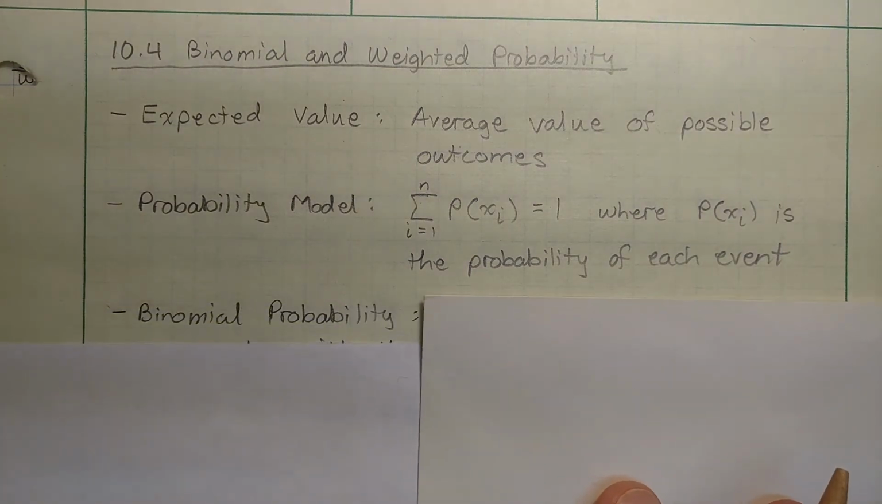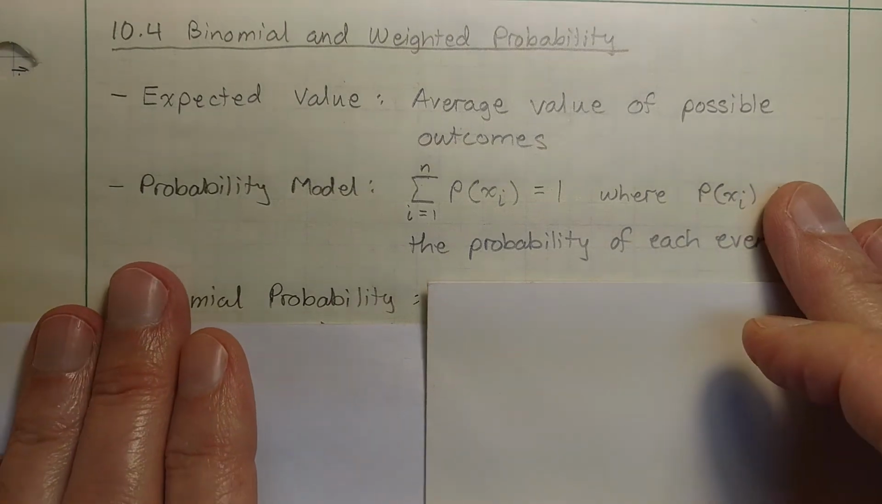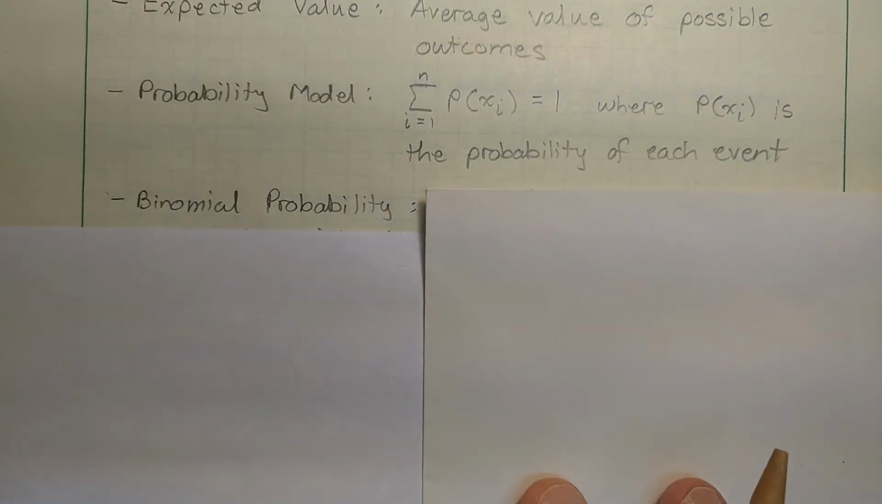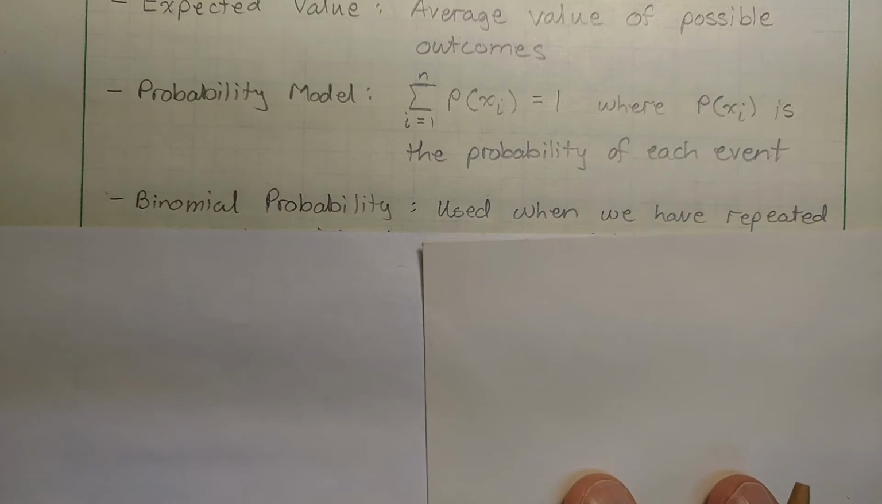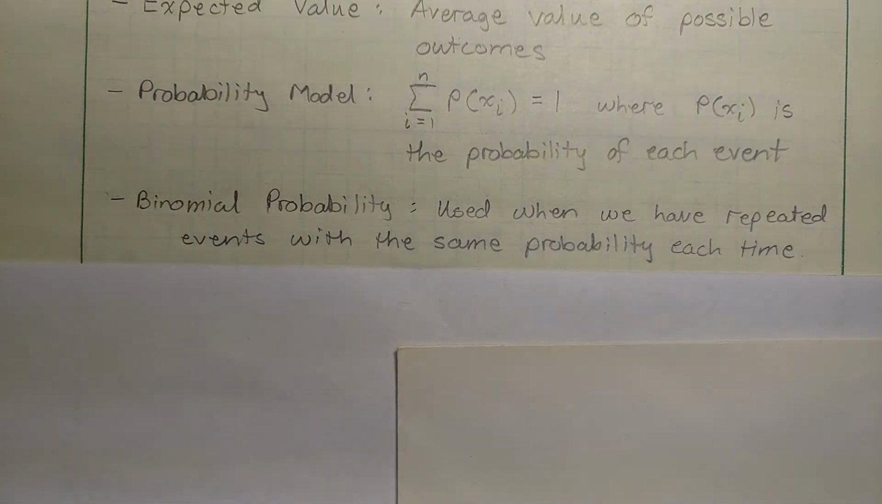And then finally, binomial probability. So we're just defining some things here. Binomial probability is used when we have repeated events with the same probability each time. And so then we want to talk about what's the probability of a given number of them particularly happening.